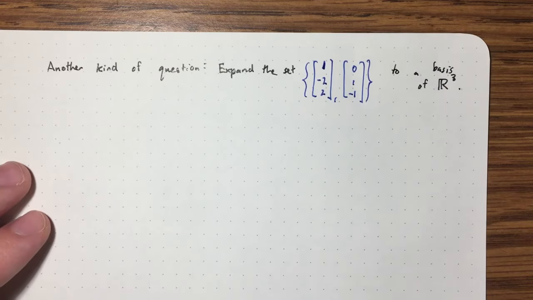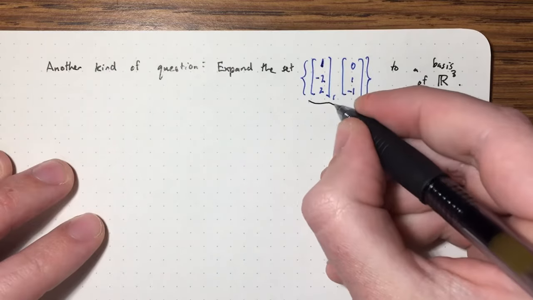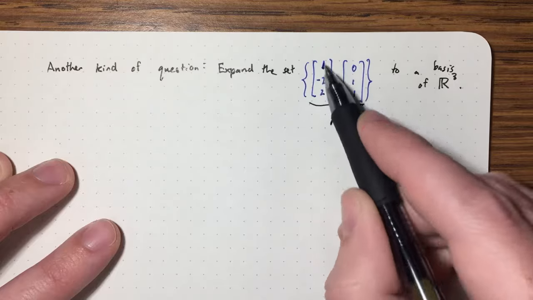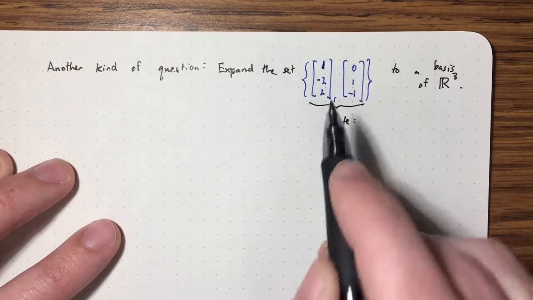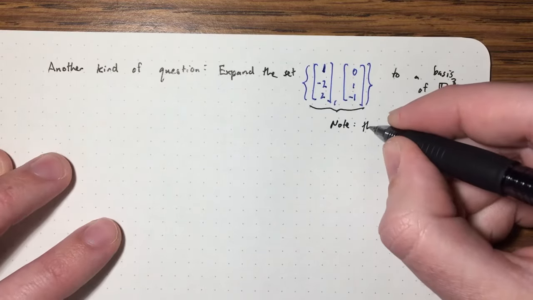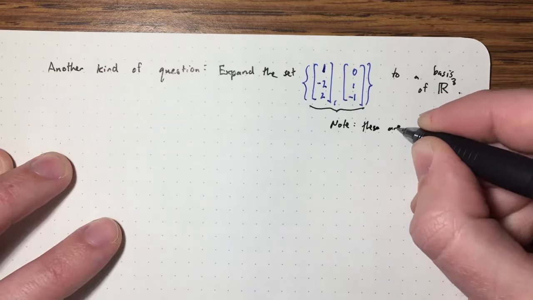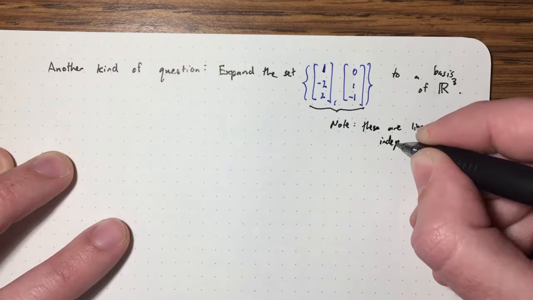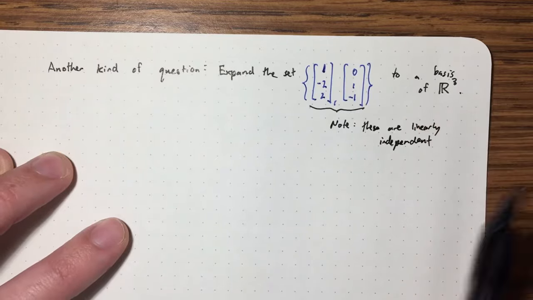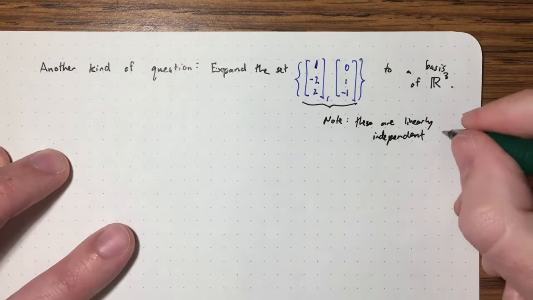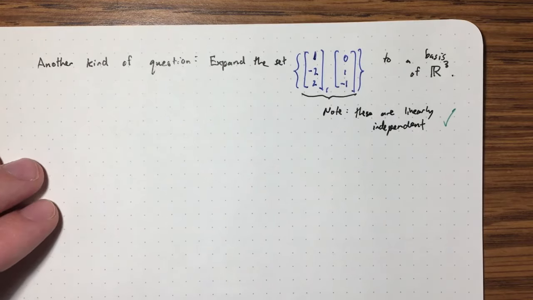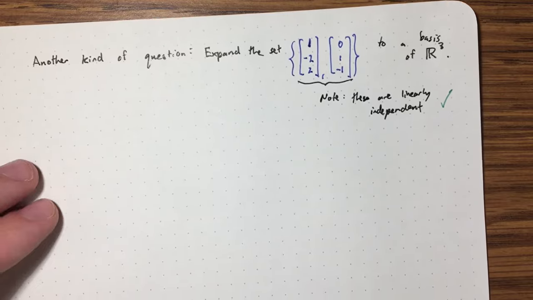So first of all, note, these are linearly independent. I mean, this one kind of looks like a multiple of that one, but it's not because of the top entry. So these are linearly independent. That's good, because if they weren't, then we would not be able to expand that to a basis. We would have to get rid of one of them and then expand it to a basis, right?